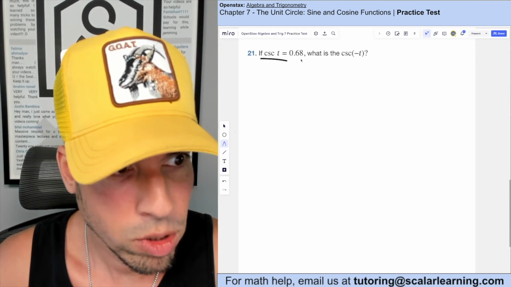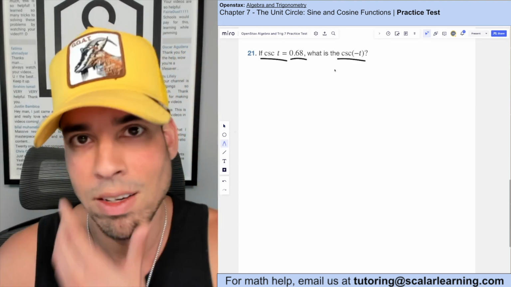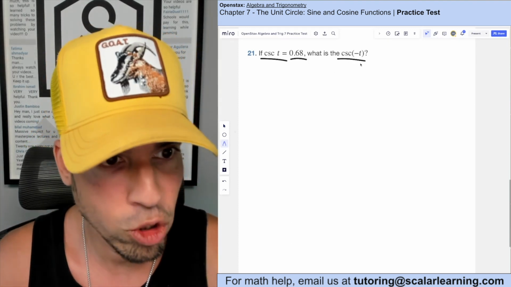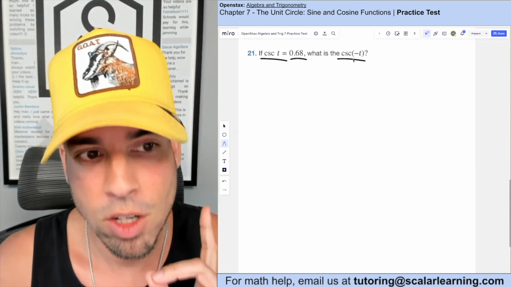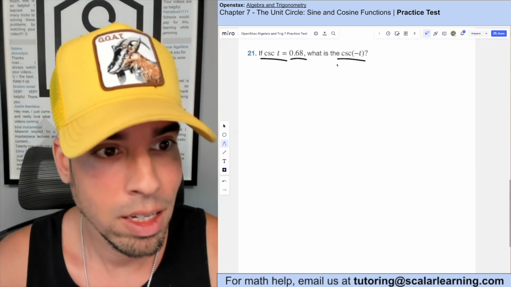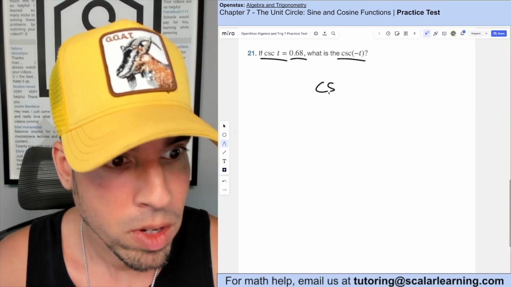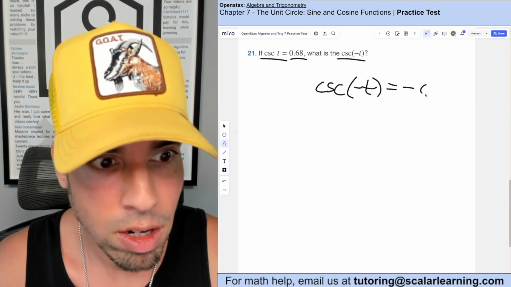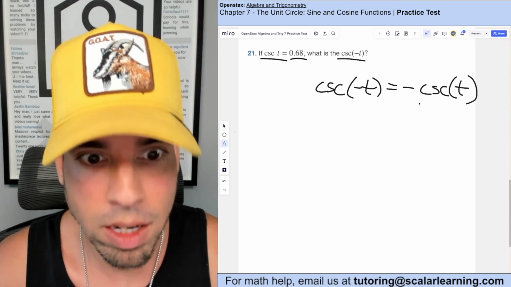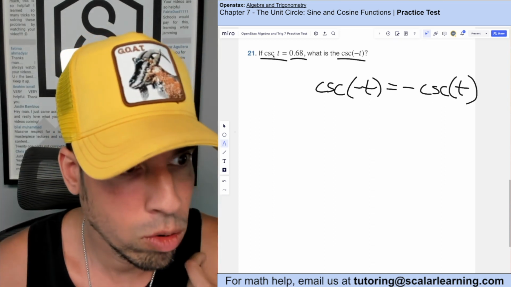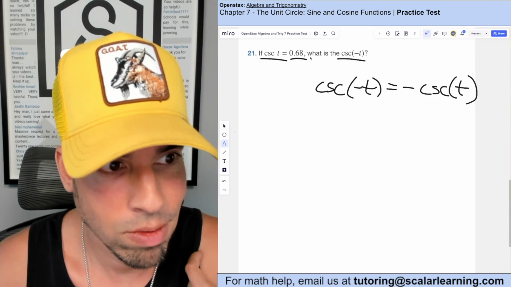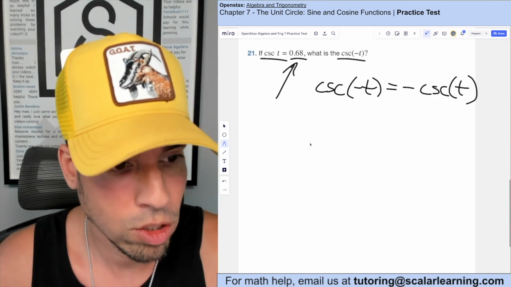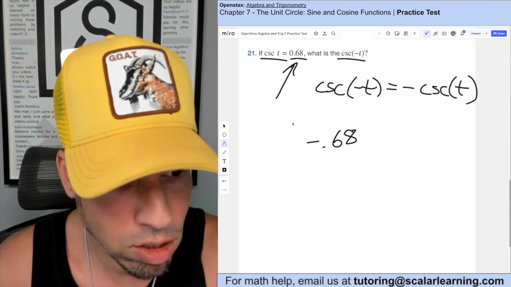So this one says cosecant of t is this. What is cosecant of negative t? So this goes down to the symmetry properties of cosecant. And cosecant, just like sine, is an odd function, meaning cosecant of negative t is equal to negative cosecant of t, okay? So if I know this, and I know cosecant of t is 0.68, cosecant of negative t is the negative of this, which is negative 0.68. So that's how you do it.